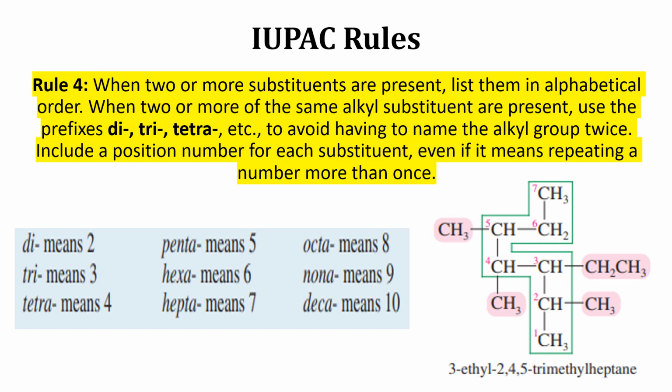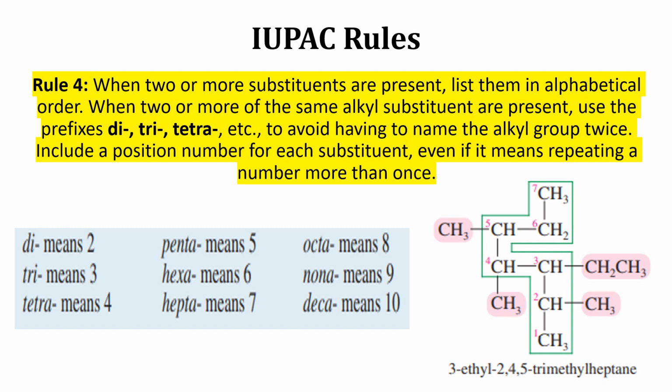When two or more of the same alkyl substituent are present, use prefixes like di, tri, tetra, etc. to avoid having to name the alkyl group twice. Include a position number for each substituent, even if it means repeating a number more than once. Di means 2, tri means 3, tetra means 4, and so on. Using this rule, we can construct names for some complicated structures.